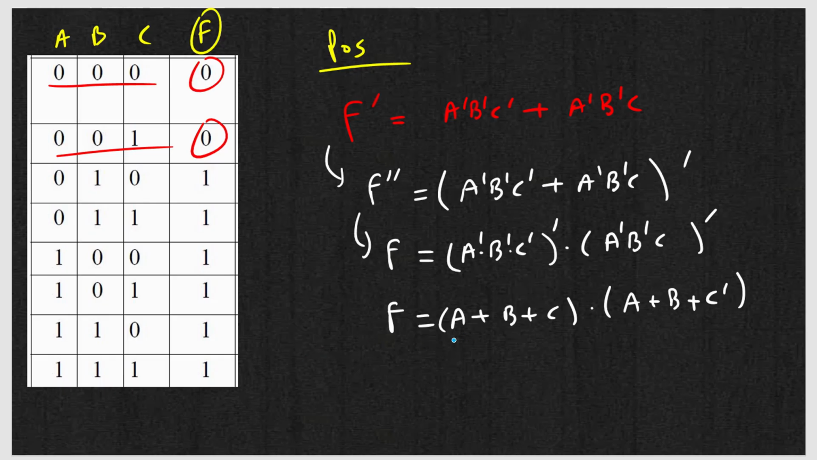How do we design this? Well, we can use an OR gate with 3 inputs, A, B, C, and we have another one with a NOT.